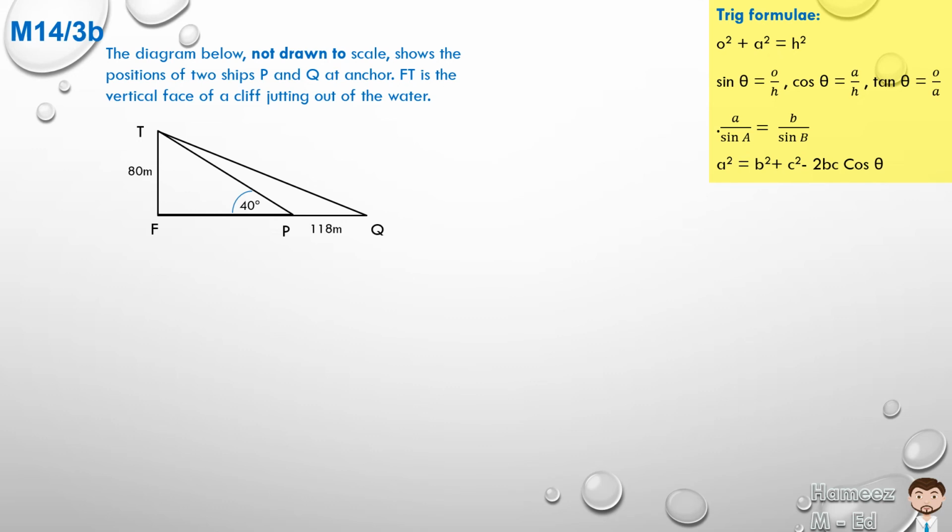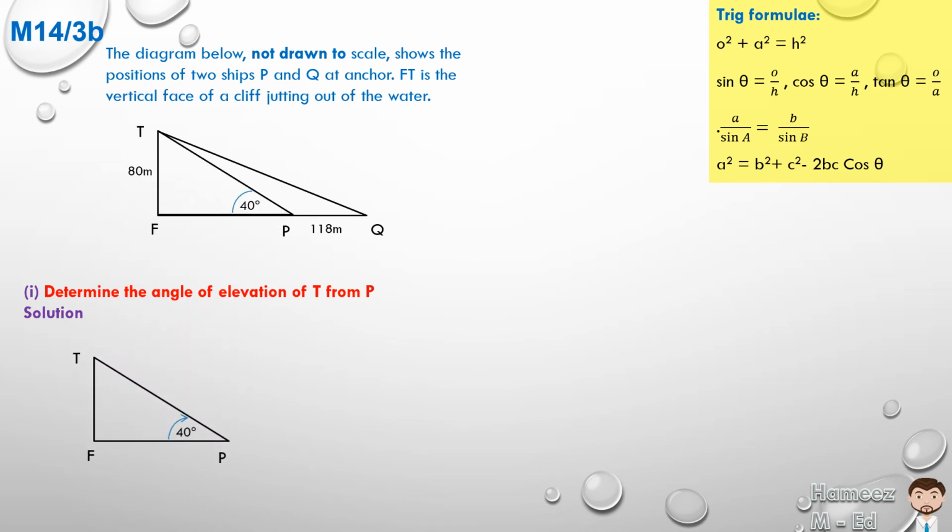And FT is the vertical face of a cliff jutting out of the water. So FT, according to the diagram, is 80 meters high, and they're giving us right angle triangles. So part 1, determine the angle of elevation of T from P. In our solution, the first thing to do is look at extracting that triangle, FTP. It's a right angle triangle, and we want to find the angle of elevation of T.